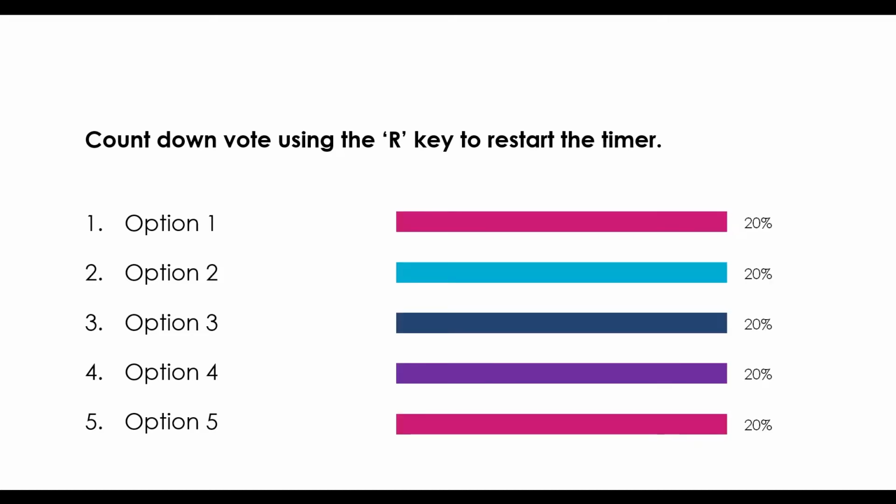The reason that this is different from the V key is that the V key can only happen when there is not a vote currently active, whereas the R key is done when there is an active vote currently open on the slide.